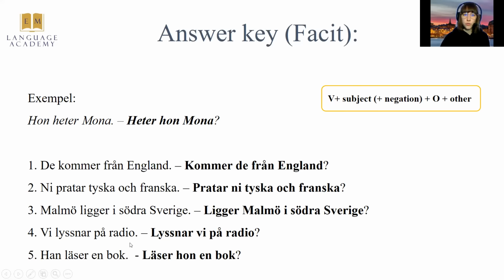Vi lyssnar på radio. We are listening to the radio. Pronoun vi means we, first person plural. Lyssnar vi på radio? And the last one. Han läser en bok. He is reading a book. Läser han en bok? Oh, and by the way, for clarity's sake, the pronoun hon should be replaced with han. I think that you did great on this exercise.